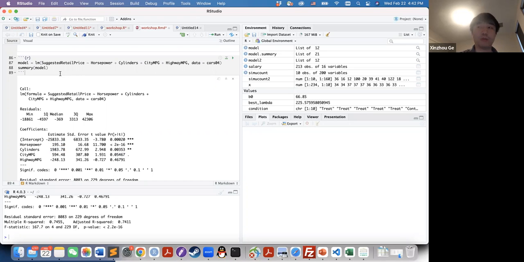So this is how we run a multiple linear regression model, and you can let me know if you have any questions, and you can also repeat the whole procedure on your side, and you can let me know if you have finished. I will give you maybe 1 minute.